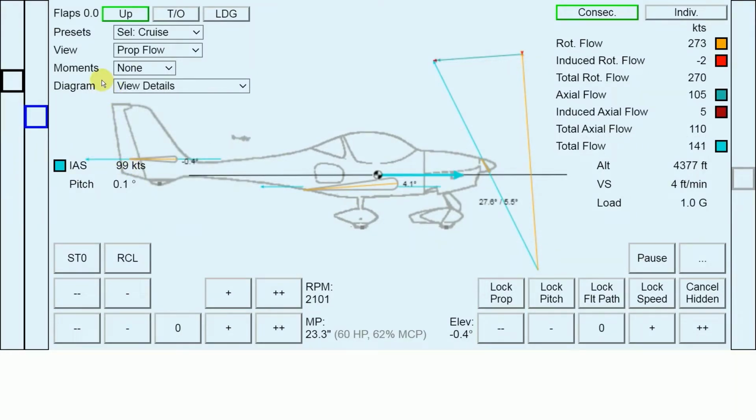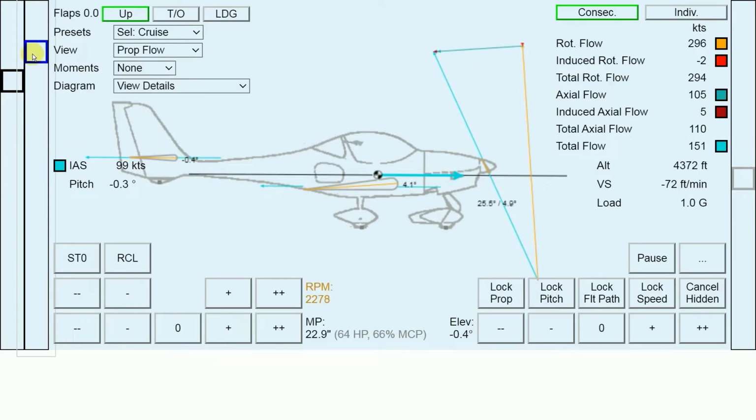Next, let's take a closer look at the function of the blue RPM lever. This lever controls the propeller speed. Propeller speed is measured in revolutions per minute, or RPM for short. The RPM readout shows that our propeller currently spins at about 2071 RPM. If we move the RPM lever backward, RPM decreases. And if we move it forward, RPM increases.